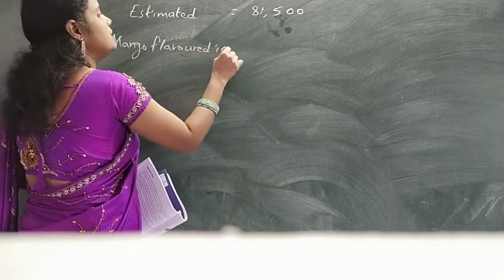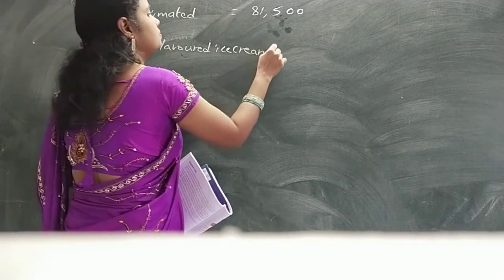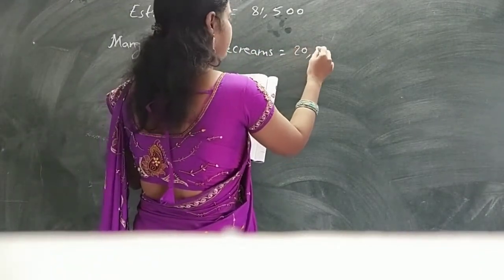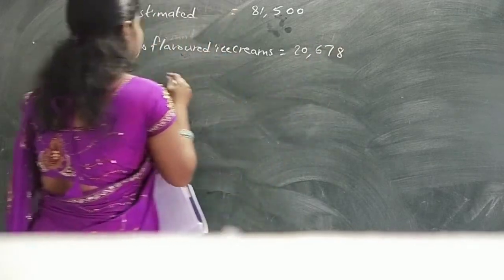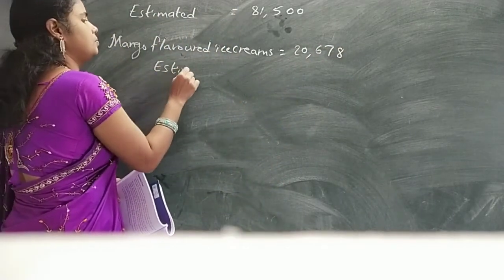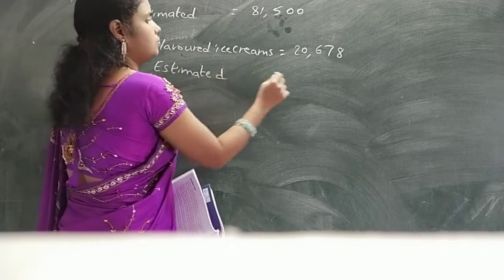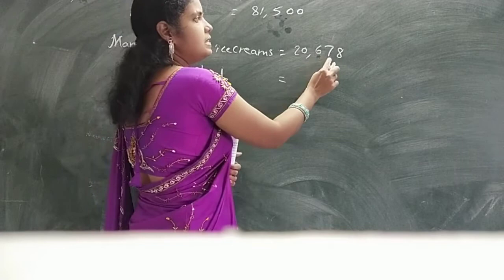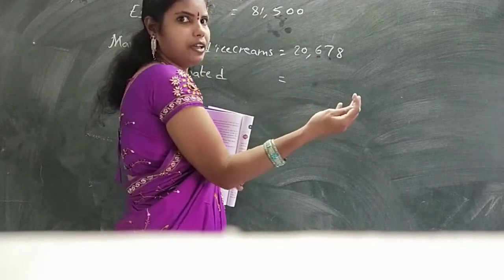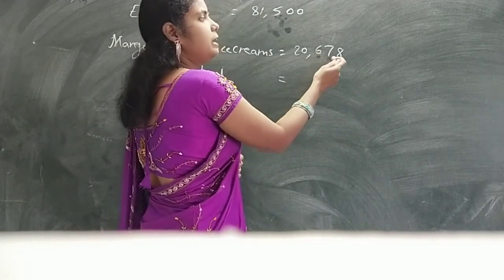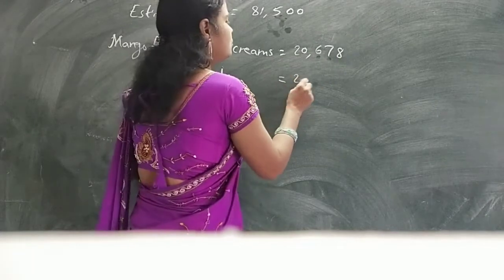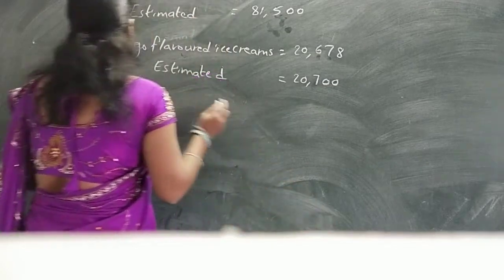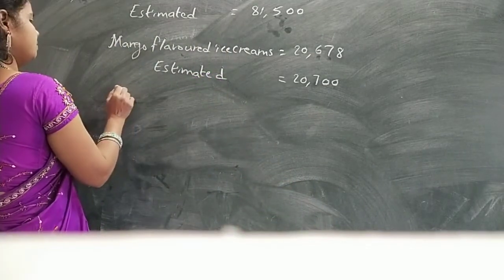Mango flavored ice creams. How many are there? 20,678 estimated. Nearest hundreds. So the hundreds place is 6. The right side number is 7. 7 is greater than 5. So you have to add 1 here and put 0 in the remaining places. So 20,700. Okay. Next, strawberry flavored.